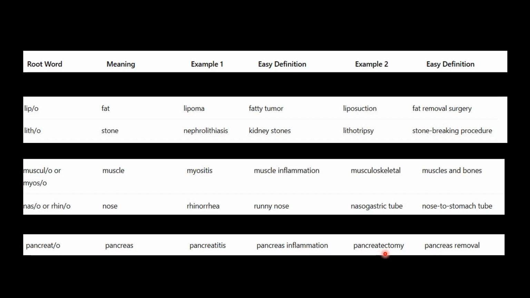Then we have pancreatectomy. Pancreatectomy means pancreas removal. So for any medical purpose, if the pancreas is removed through surgical operation, then in that case we will use the terminology pancreatectomy. Clear? So I hope these all root words are clear to all of you.